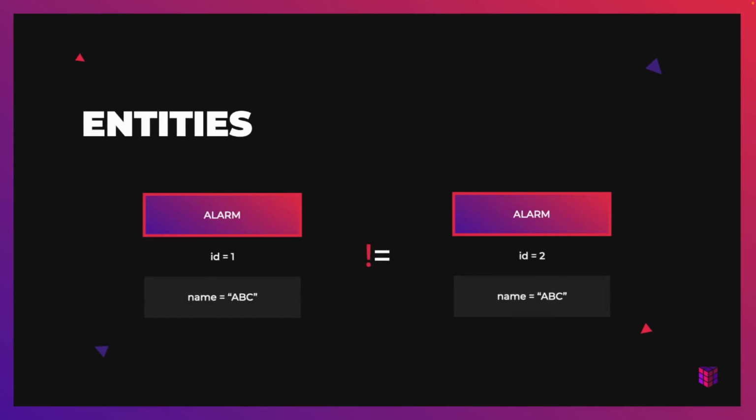Entities are objects that have a unique identifier and a life cycle. They are mutable and can be modified over time. Entities have a conceptual identity, meaning that even if their attributes change, they are still the same entity. Also, entities are not equal to each other even if they have the same attributes. For example, an alarm with the same name and severity is still not the same alarm. It's a different alarm entity with the same attributes.